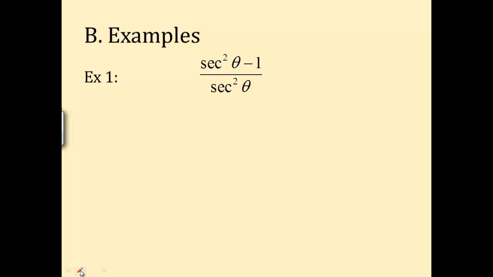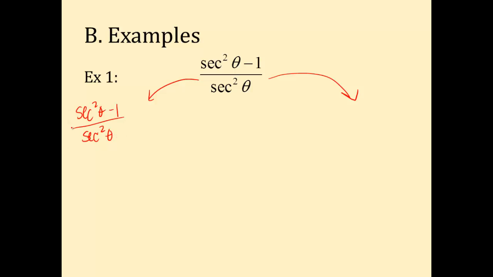All right, for example one, I'm going to actually work it two different ways to show you that you can get to the same place two different ways and both are correct. So here's way one, here's way two. I'm just going to write it out. Secant squared of theta minus 1 divided by the secant squared of theta.